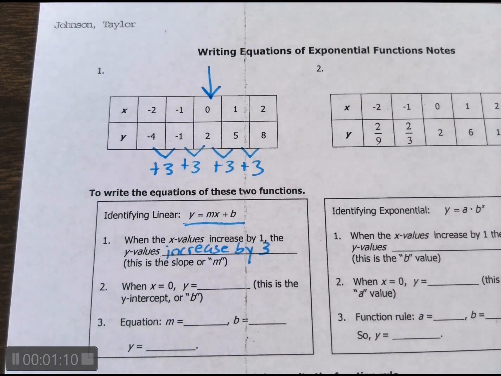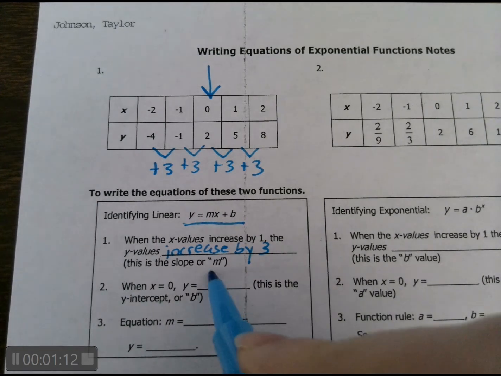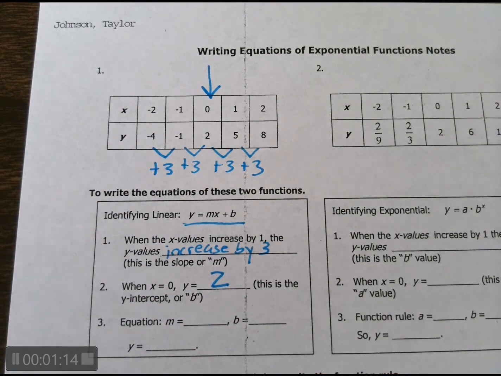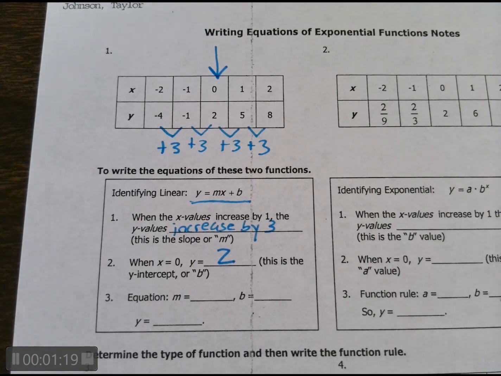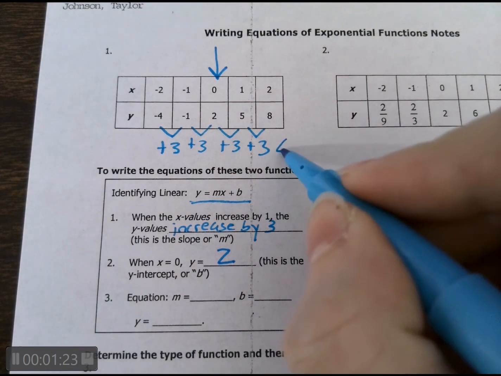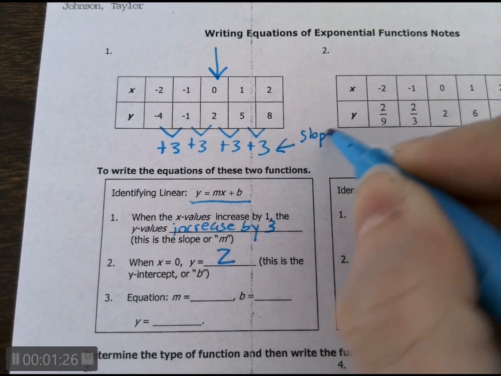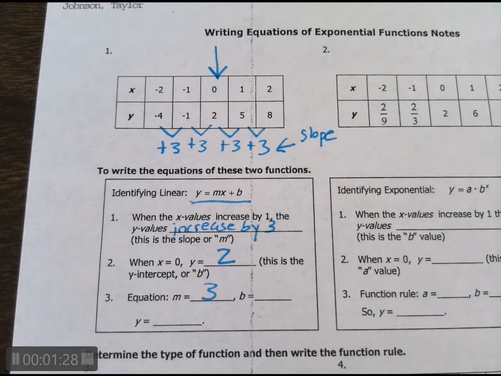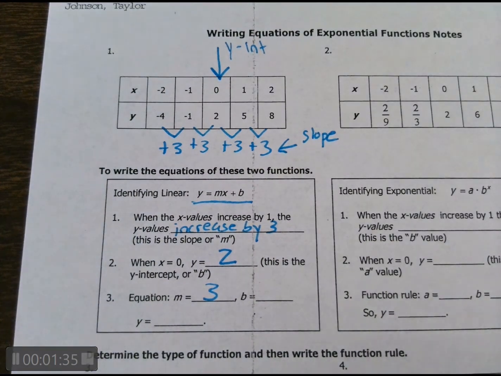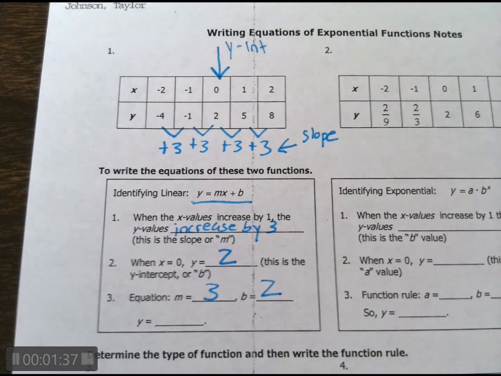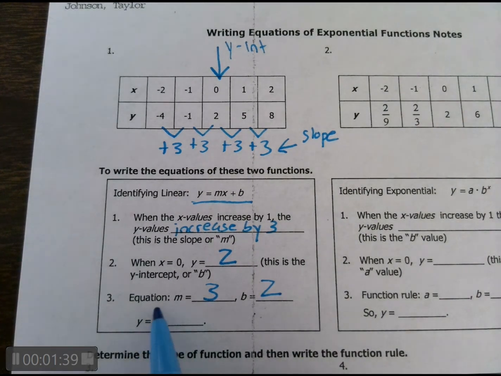Okay? And then when x equals 0, what does y equal? Right here. Okay? So that equals 2. Alrighty, so then our equation is y, or what's our m, our slope? It's going to be our 3's. That's our slope. And then our b value is our y-intercept, which was up here. So that's going to be our 2. So then our equation was y equals 3x plus 2.